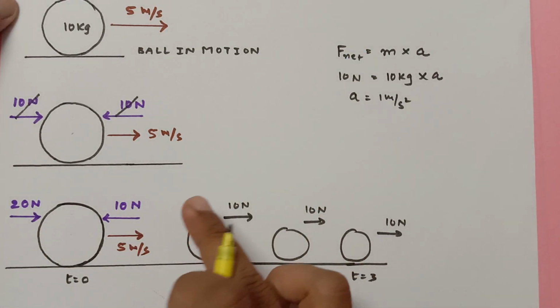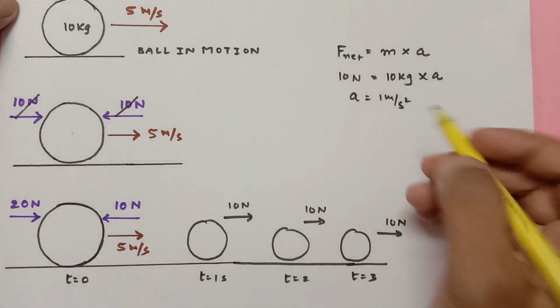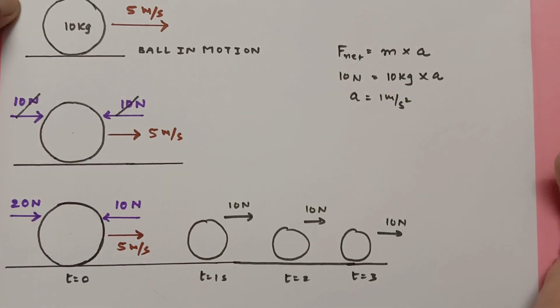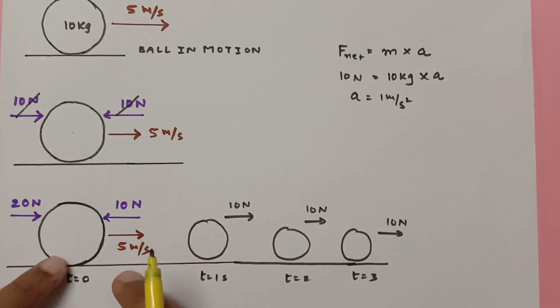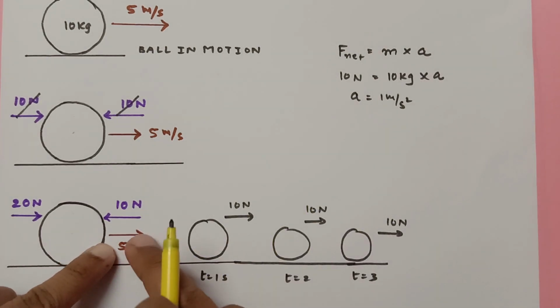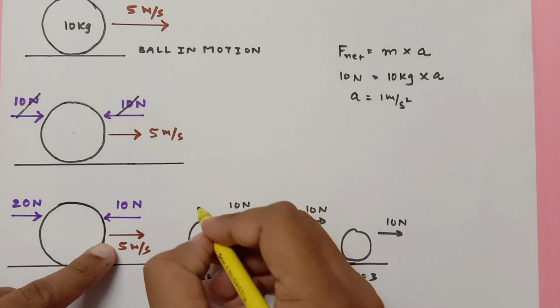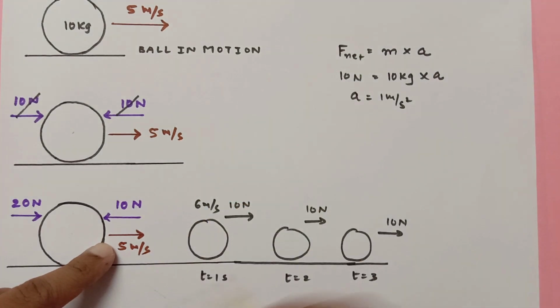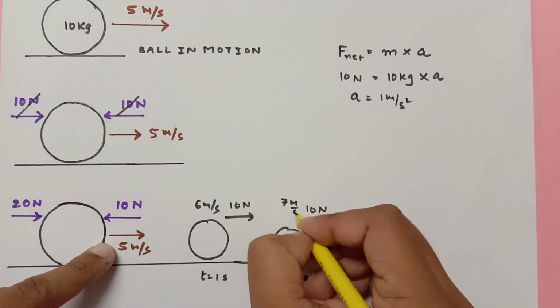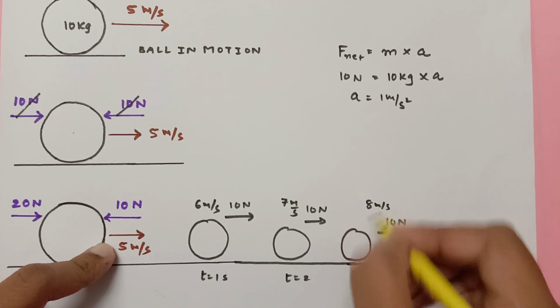So the velocity of the ball will increase in this direction by 1 meter per second every second. But the velocity of the ball was already 5 meter per second. So an increase in 1 meter per second will be 6 meter per second over here, then 7 meter per second over here, 8 meter per second, and so on.